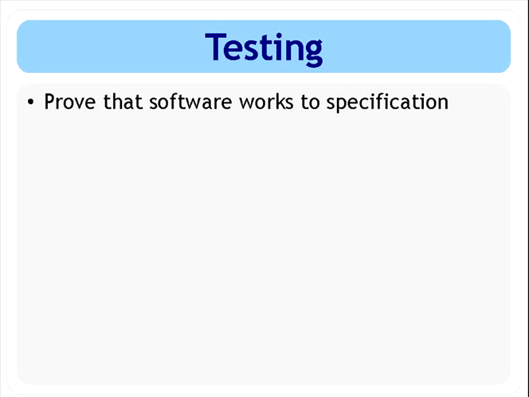Okay, testing. Testing is there to prove that software works to specification. This is basically what you call a system test or an acceptance test. You want to make sure that the software does what the customer has paid for. The customer needs certain features, and we write tests to prove that software does that stuff. This is basically testing a whole application.